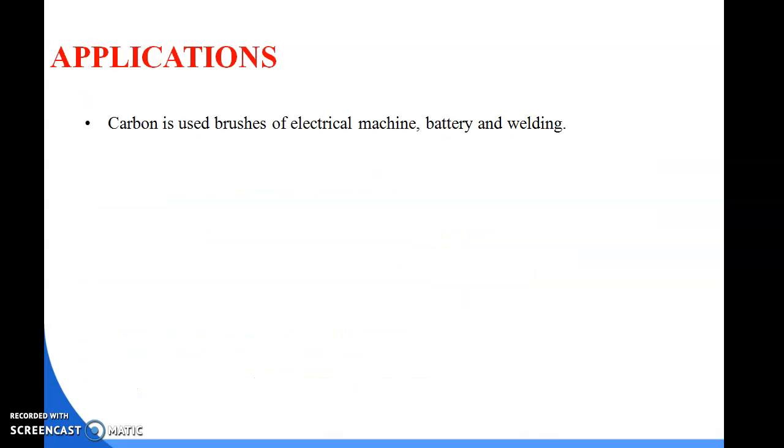Application. What are the applications of the carbon? Carbon is generally used in electrical machines. Have you seen carbon brushes in a DC generator? We use two types of brushes in our electrical machines: one is the graphite brush, another is the carbon brush. So carbon is used in electrical machines, batteries and welding.